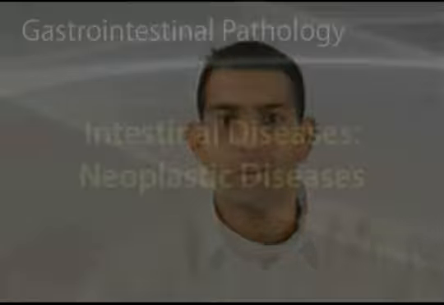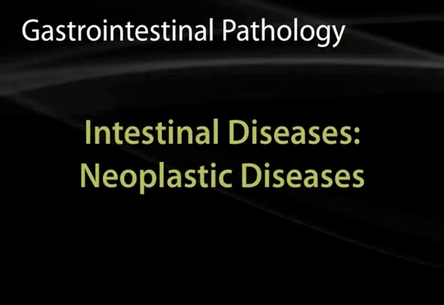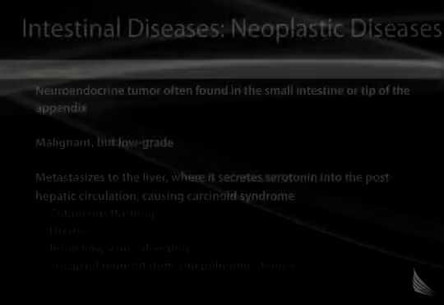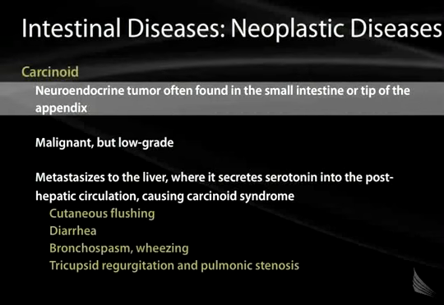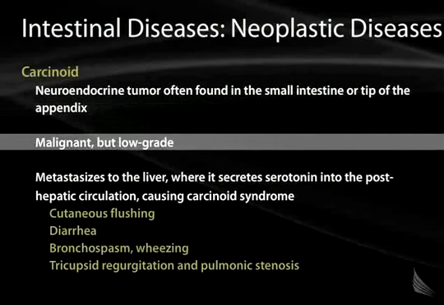In this last section, we're going to talk about neoplastic diseases of the colon. These include two major cancers, carcinoid tumor and adenocarcinoma. The carcinoid tumor they love to test about because it's a neuroendocrine tumor most often found in the small intestine of the appendix. It's a malignant tumor, but it's usually low grade.